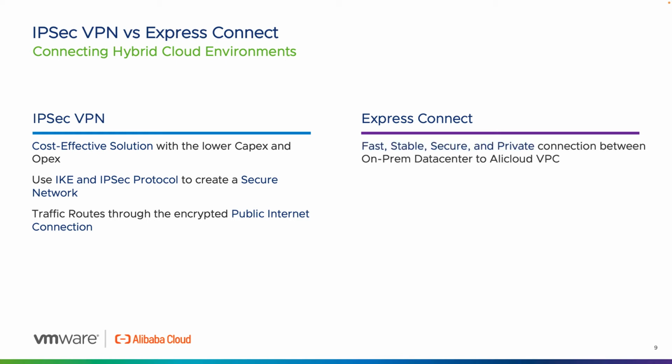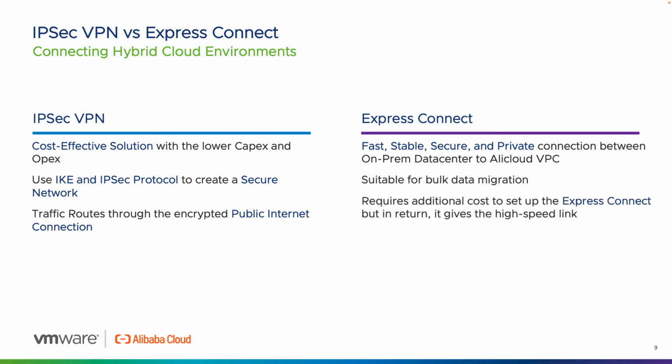Express Connect establishes a high-speed, stable, secure and direct link from your data center to the Alibaba Cloud VPC. This incurs additional cost, but it gives you a high-speed connection with a peak bandwidth of 100 Gbps. This is the suitable and preferred way of establishing the connection for bulk migration. However, in this demo, I will be using IPsec VPN to connect both sites for the workload migration.